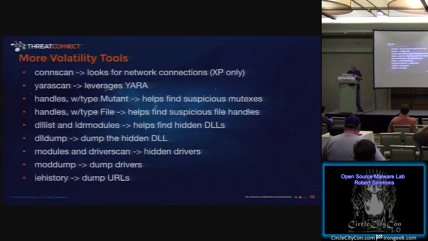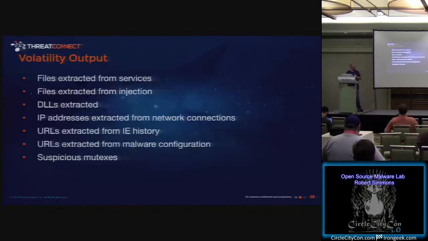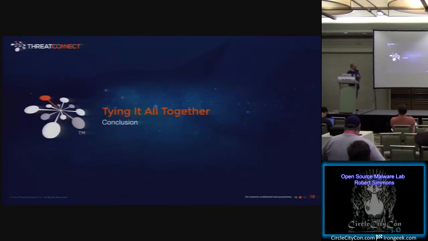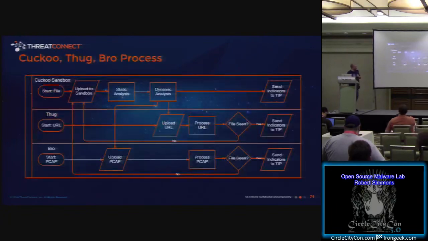So this is a list of other tools. I will be publishing these slides next week, so you can come back and look at this. I will just skip over that. There's a number of different files that you can pull out of memory, DLLs, processes. All of these can be run then through Cuckoo. And then you can extract URLs from the IE history if at some point IE was used in some way. This is a little bit more important for forensic work, looking at a machine rather than malware analysis. But you also get suspicious mutexes, etc. So I want to tie this all together.